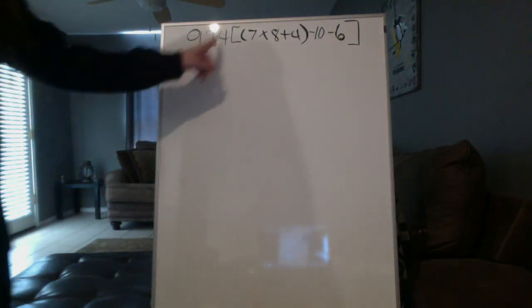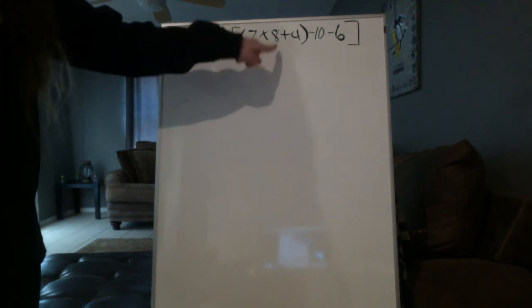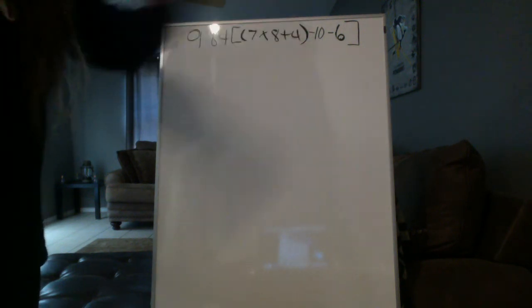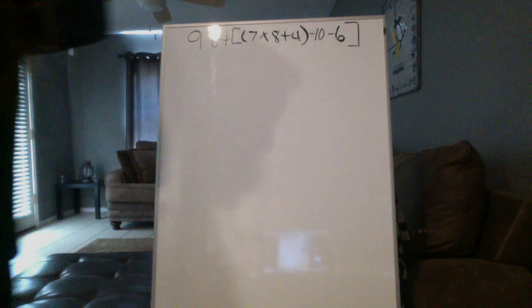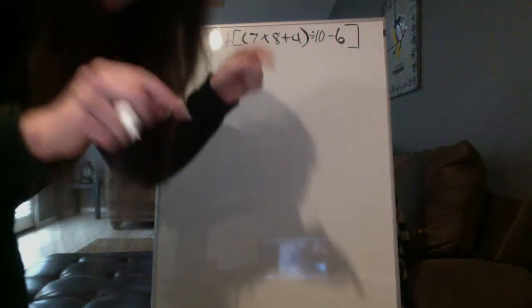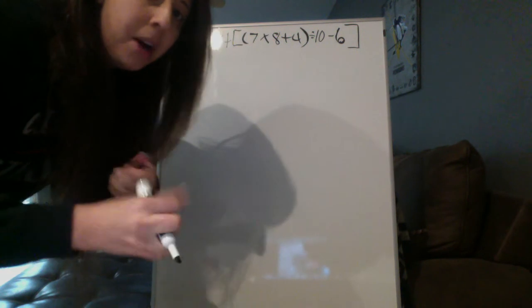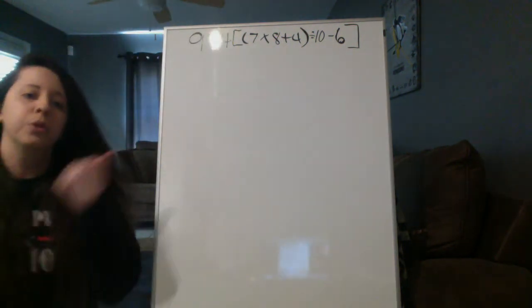So 984 brackets, parentheses, 7 times 8 plus 4, divided by 10 minus 6. Okay, so go ahead, pause the video now. Pause the video, try this on your own, and then I will solve it after you're done.